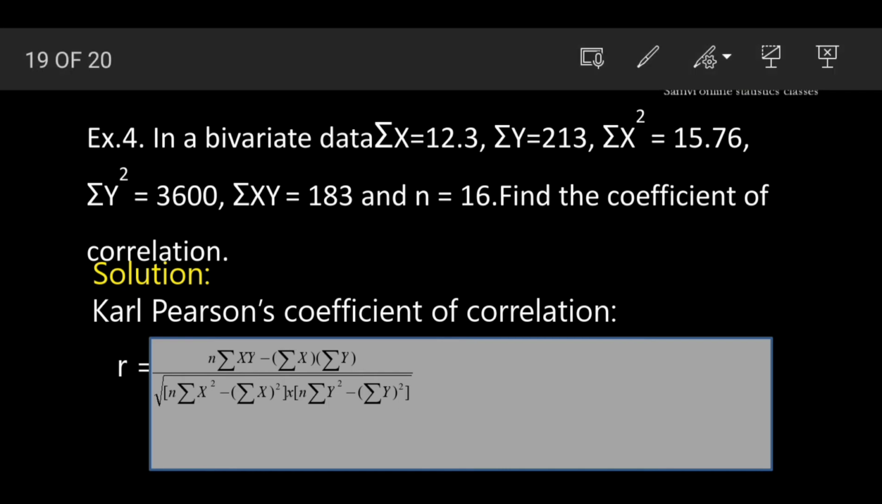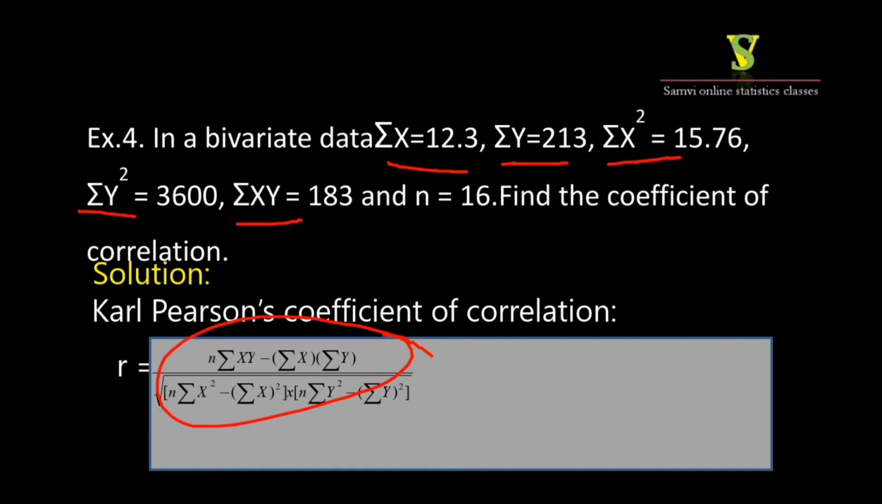We already know all the values here: summation of x, summation of y, summation of x square, summation of y square, and summation of xy. Right? Substitute all these values in this formula now. If you substitute, we'll get the result like this.